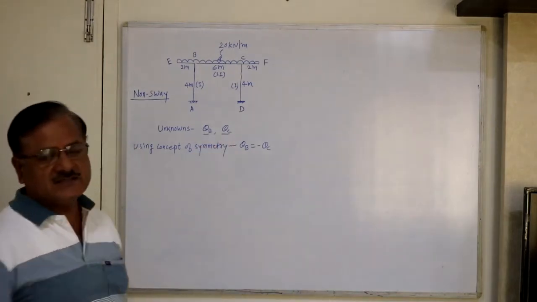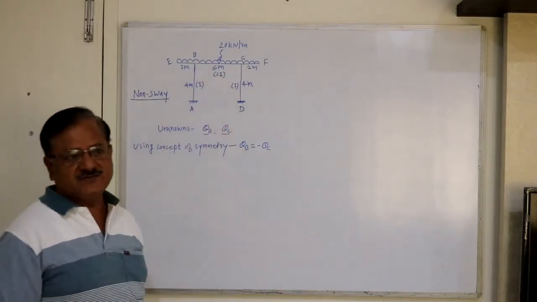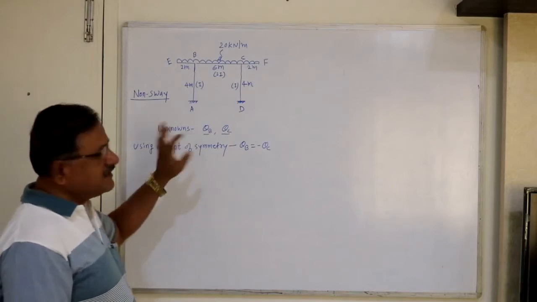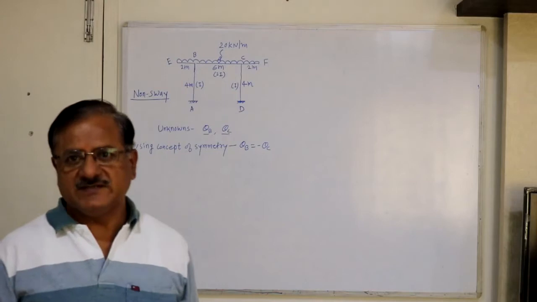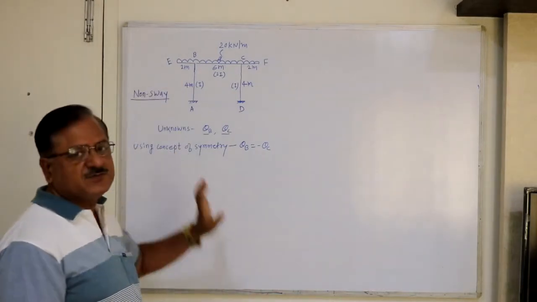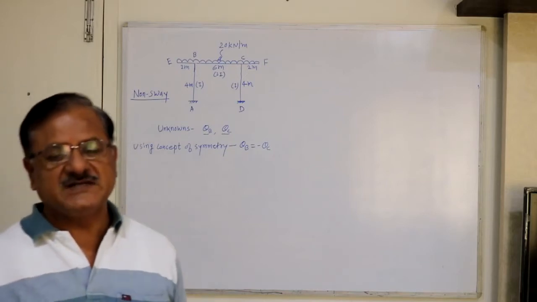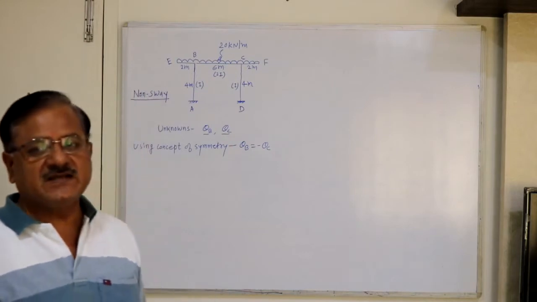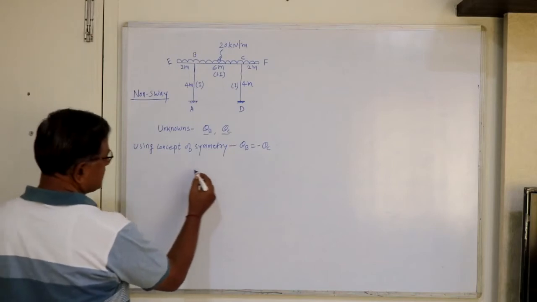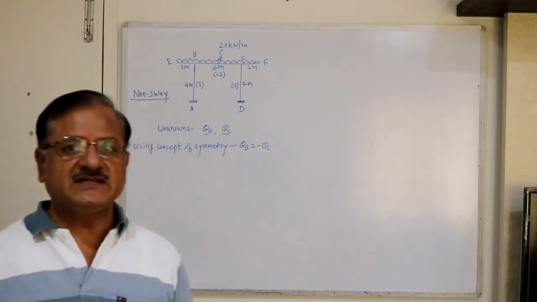So two unknowns are there. Slope at rigid joint B, slope at rigid joint C will be the unknowns. Now we can develop two equations and solve them as usual. But if you know the concept of symmetry, now this frame is symmetrically loaded. So now we can make use of concept of symmetry. Now using concept of symmetry, theta B equal to minus theta C.